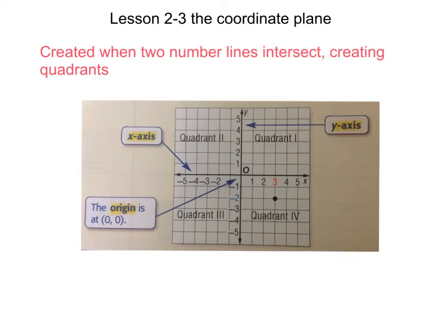Lesson 2-3, the coordinate plane. So now we're going to take a look at coordinate planes. A coordinate plane is created when two number lines intersect, creating quadrants, is what we call those.